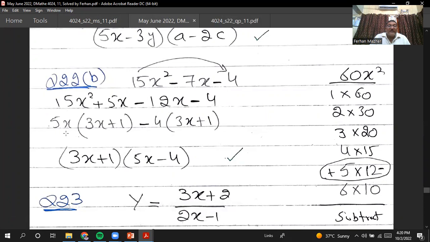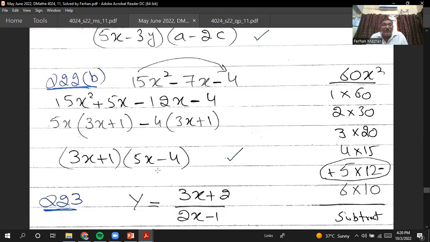From the first two terms, I can take 5x common. So you are left in the bracket with 3x plus 1. From the last two terms, I can take minus 4 common. So in the bracket, you are left with 3x plus 1. This bracket 3x plus 1 is common from both the terms. So I will take it common from here. In the other bracket, you will have 5x.